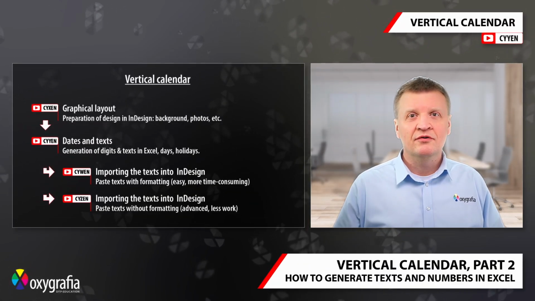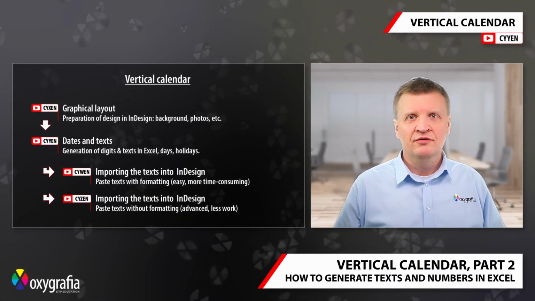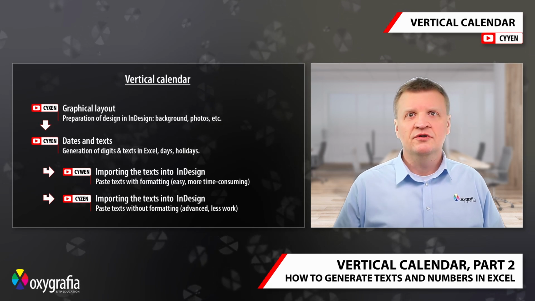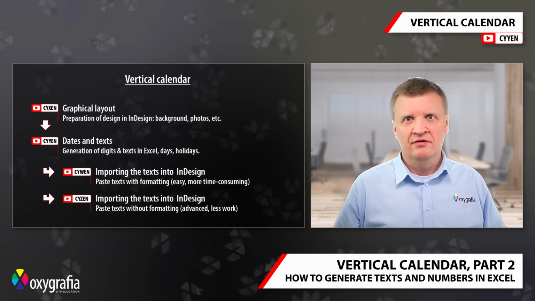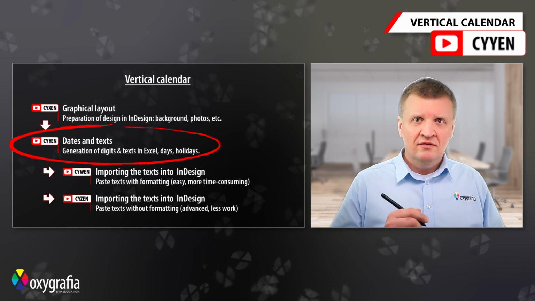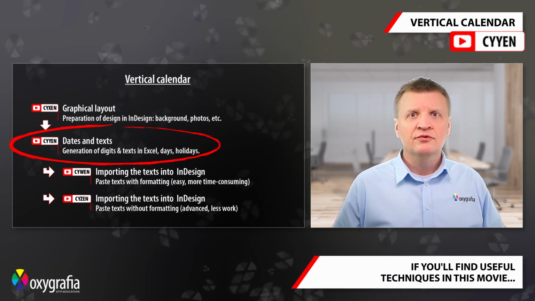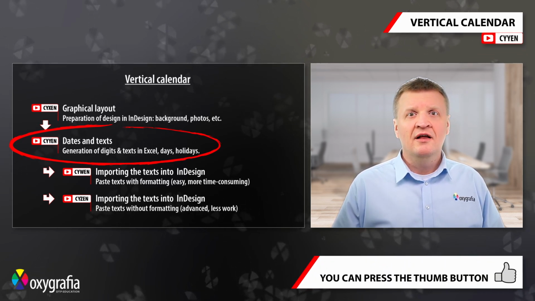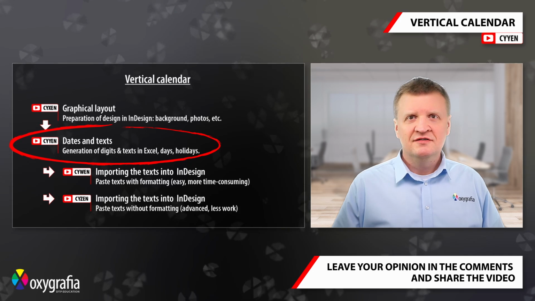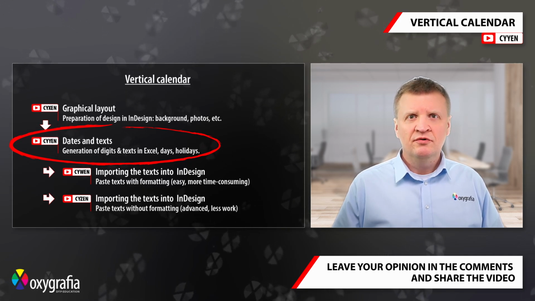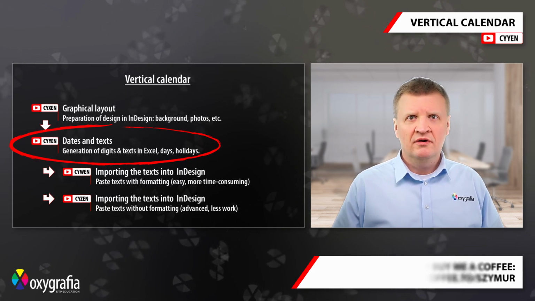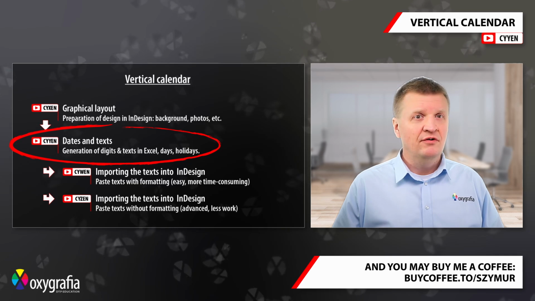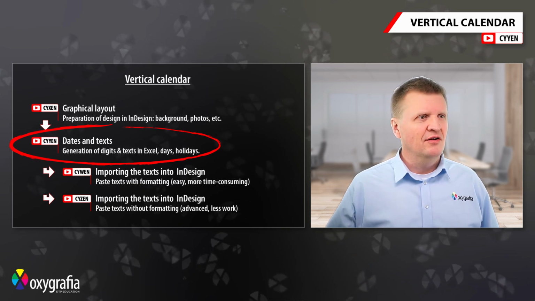This movie is a part of a larger tutorial which I have split into several parts so you can watch exactly the one that you are interested in. In this Excel part, I'm showing how to generate texts, digits and words, just pure text data for our calendar. I'll use Excel for that. Let's jump right in.